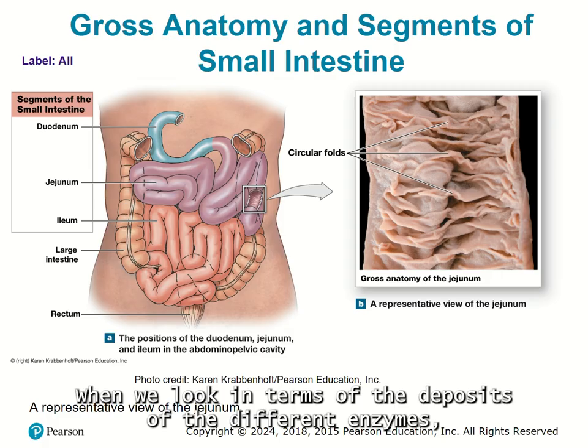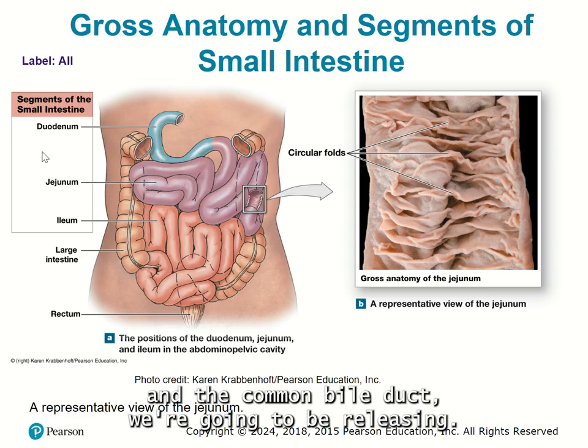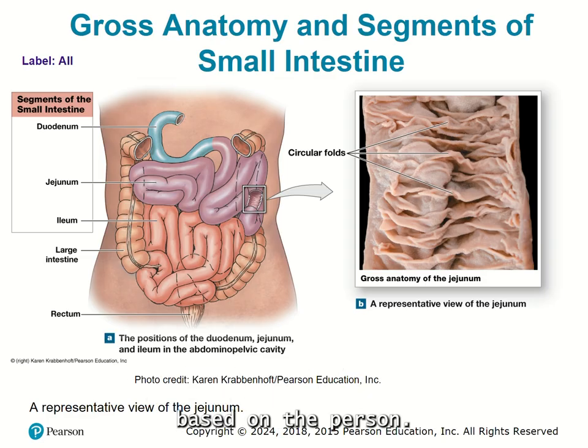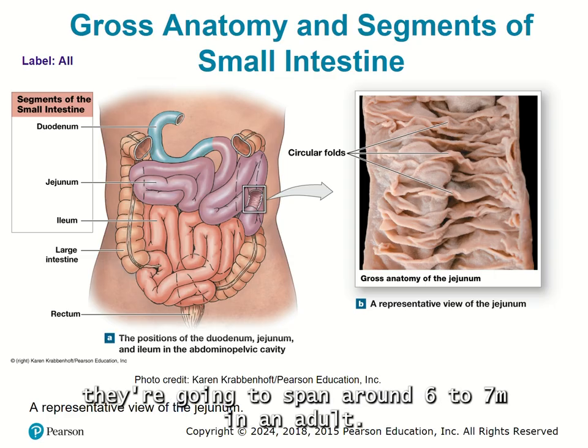When we look in terms of the deposits of the different enzymes, they were all getting deposited into that duodenum because that's where the main pancreatic duct and the common bile duct were going to be releasing. Now, the length of the small intestine is going to vary based on the person, and the taller people tend to have longer intestines, but they're going to span around 6 to 7 meters in an adult.